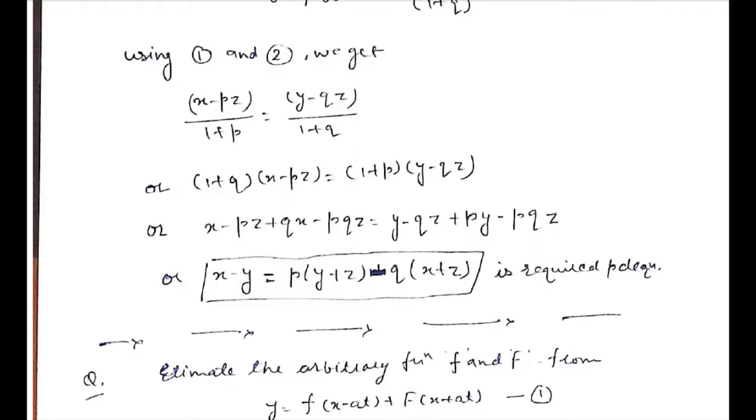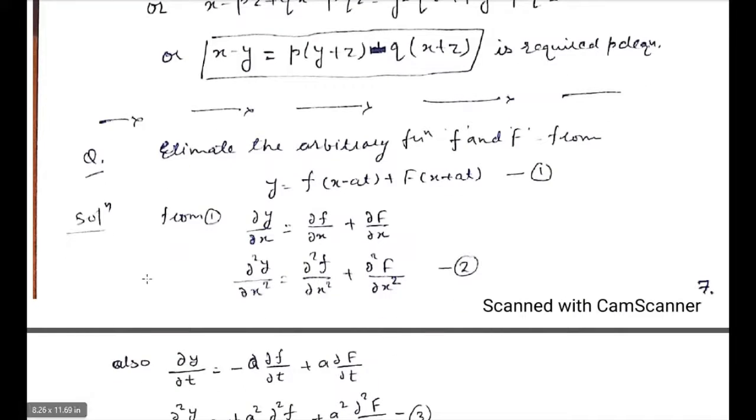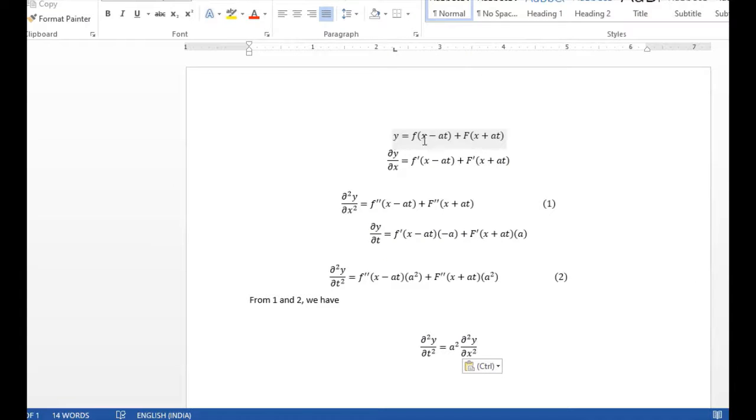Now look at another example. Eliminate the arbitrary functions f and capital F from y is equal to f of x minus at plus capital F of x plus at. Here we have two arbitrary functions, small f and capital F. We are to eliminate these two functions and get a partial differential equation.